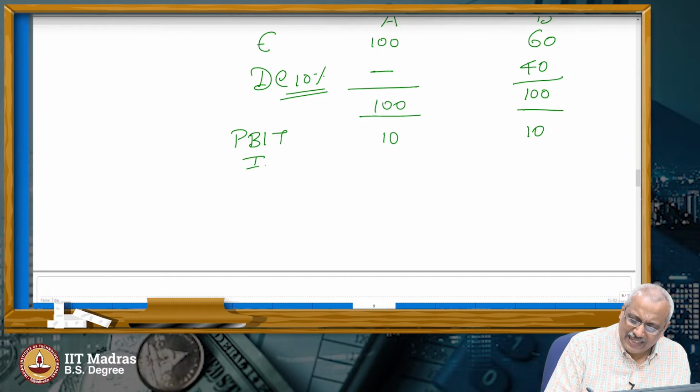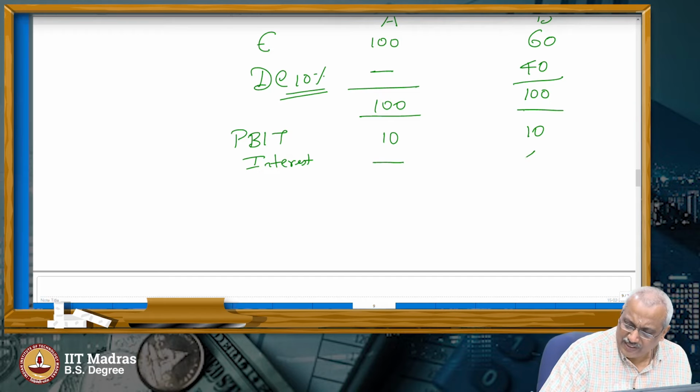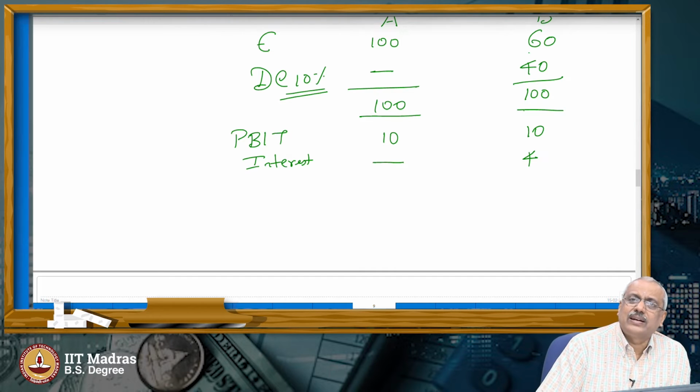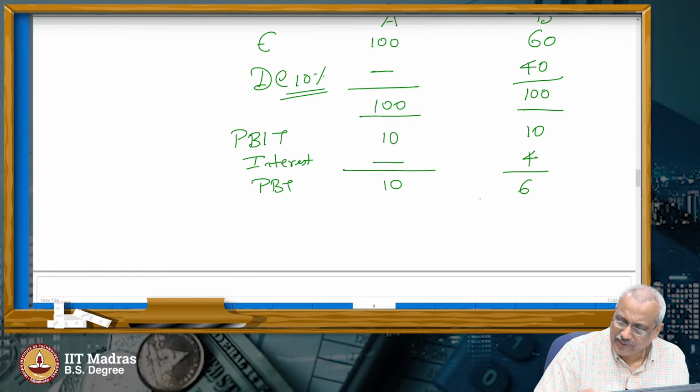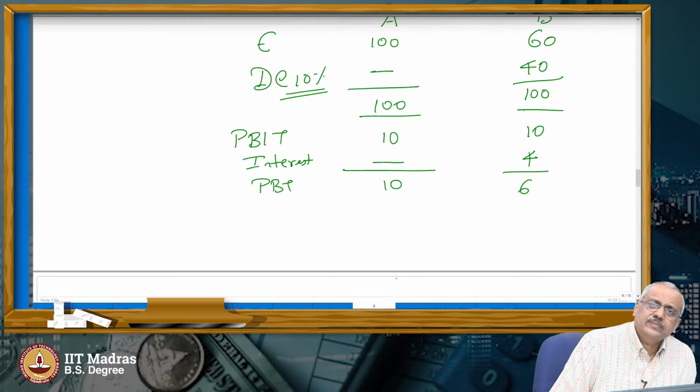Then what happens? There is an interest. In this particular case, interest is 0 because debt is 0. In company B, interest is $4 because I have got a $40 debt out there. So my profit before taxes is $10 and $6. Let me assume my tax at 50%.